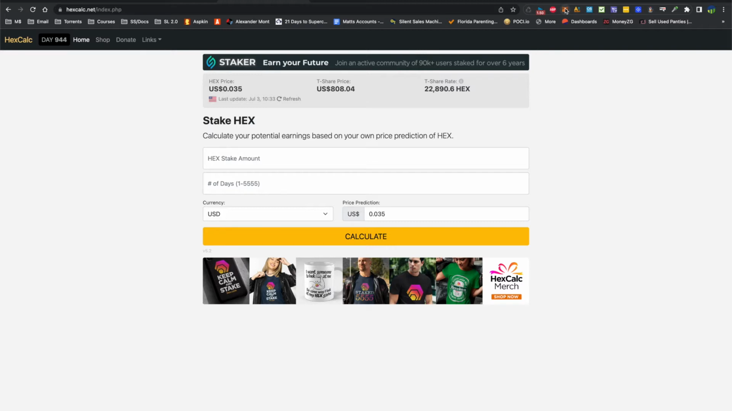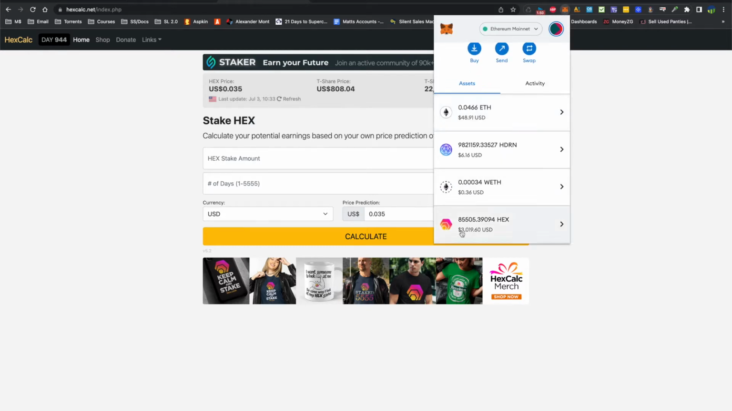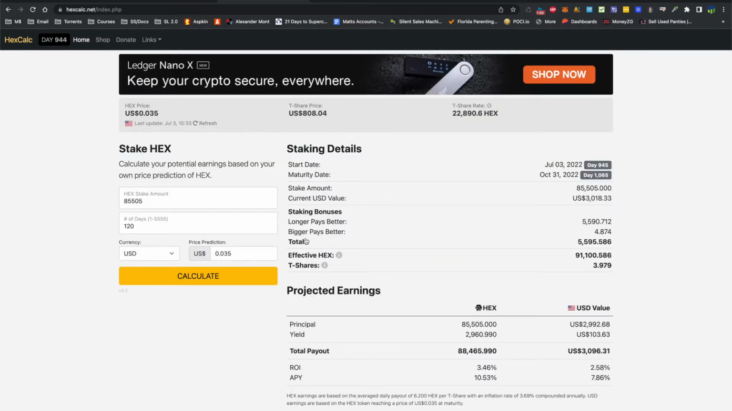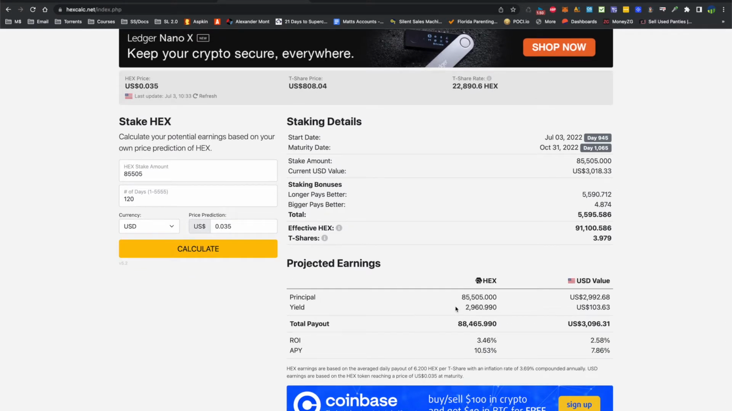So this is hexcalc.net. I'll leave a link in the description, but you can plug in how much hex you have here. Put in the number of days that you want to stake it. So I think I'm going to do it for 120. Then click calculate. Then you can see here that for 120 days I'll receive almost 3,000 hex. This is the amount of T-shares you get.